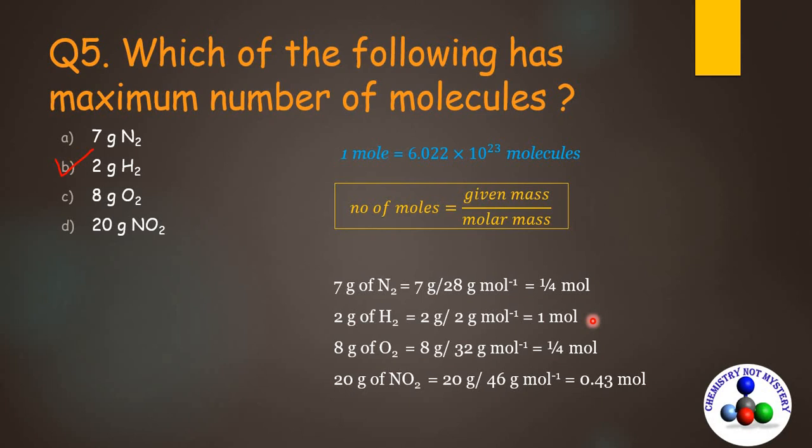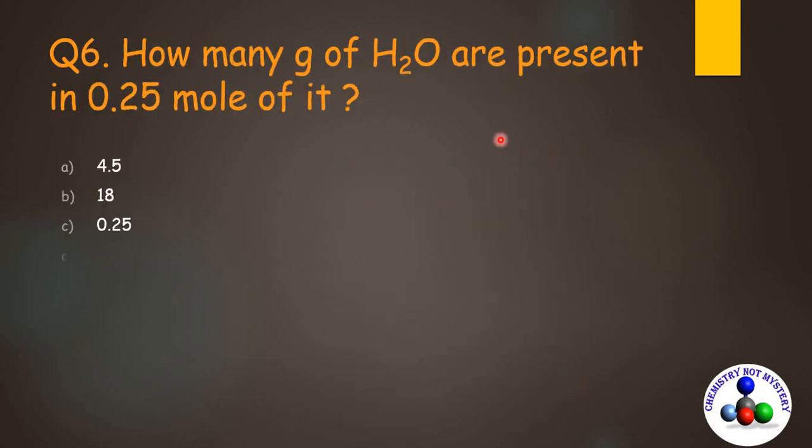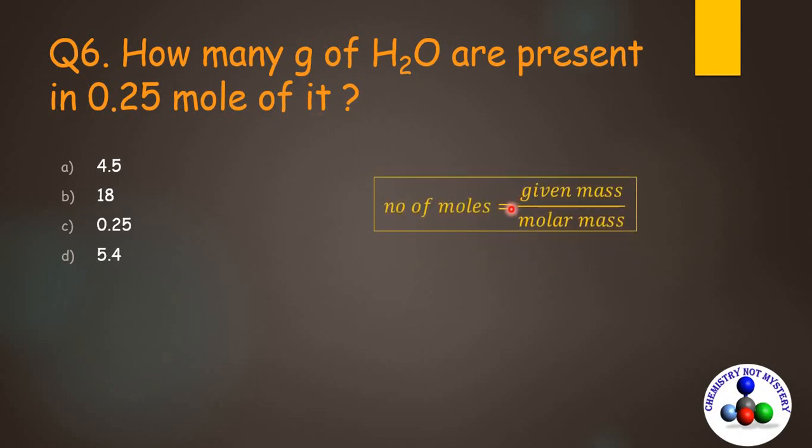Now come to solve this question. How many grams of water are present in 0.25 moles of it? You know the formula, number of moles is equal to the given mass divided by molar mass. Here number of moles is given, 0.25 moles, and you know the molar mass of water is 18 grams per mole. On putting the values in the formula, you will get your answer.